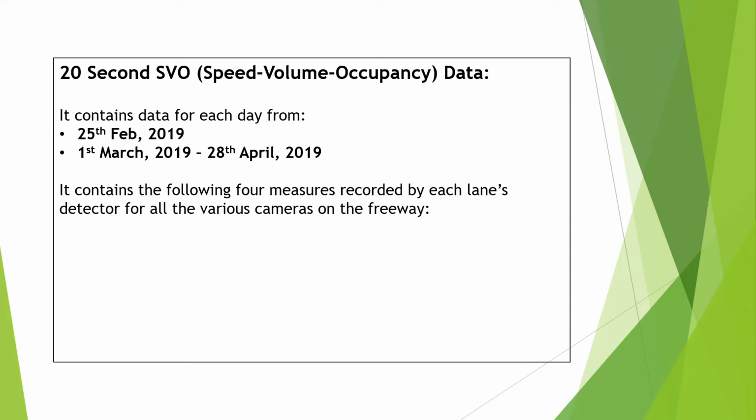The main dataset that we are using is the 20-second speed, volume, and occupancy dataset. It contains data for approximately 3 months and contains the 4 main measures that we'll be using to plot and detect accidents on the freeway.